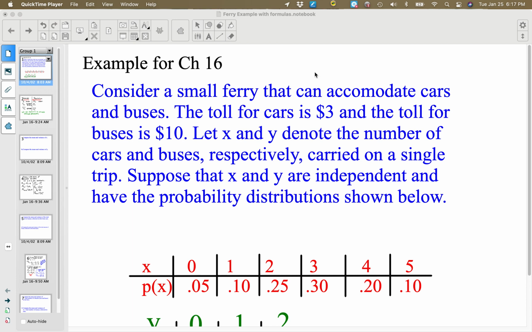So consider a small ferry that can accommodate cars and buses. The toll for cars is $3 and the toll for buses is $10. Let X and Y denote the number of cars and buses, respectively, carried on a single trip. Suppose that X and Y are independent and have the probability distributions shown below.